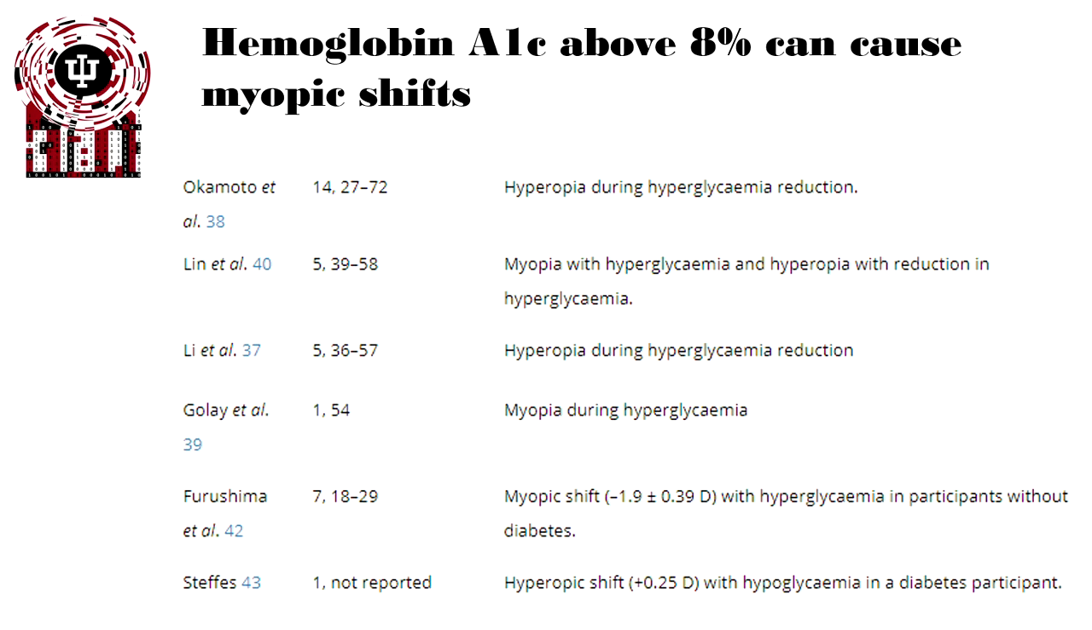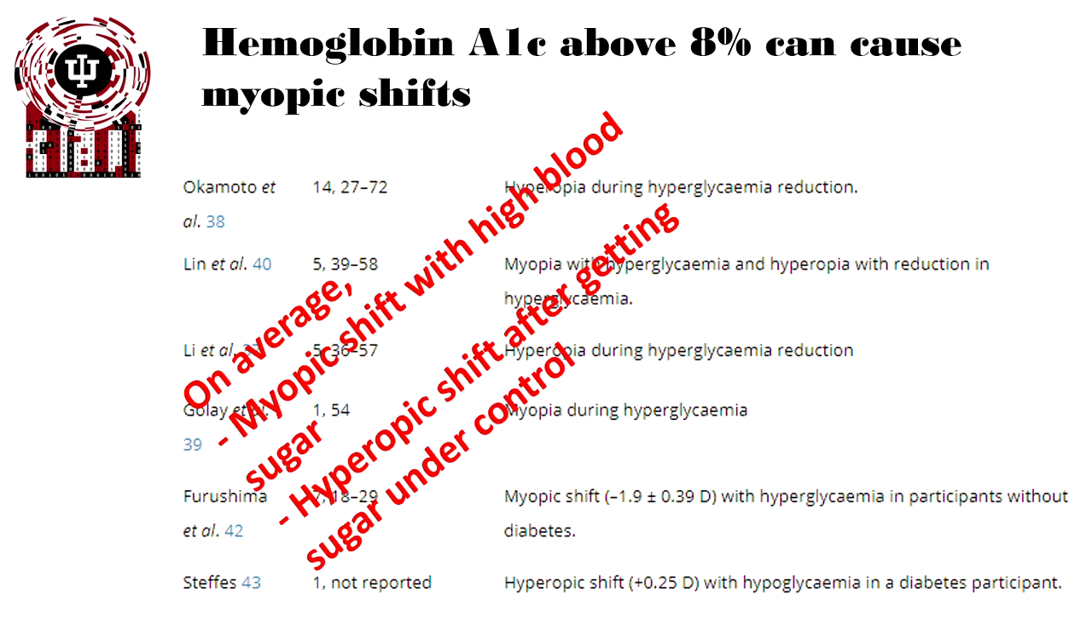And this has been studied in multiple different studies. This is just a short list where we see myopic shifts as the blood sugar goes up, and we also see, conversely, hyperopic shifts as the sugar is controlled and the sugar goes down. And that's something to keep in mind. Again, on average, myopic shifts with high blood sugar, and as we control our sugar, there's a corresponding hyperopic shift after getting sugar under control.